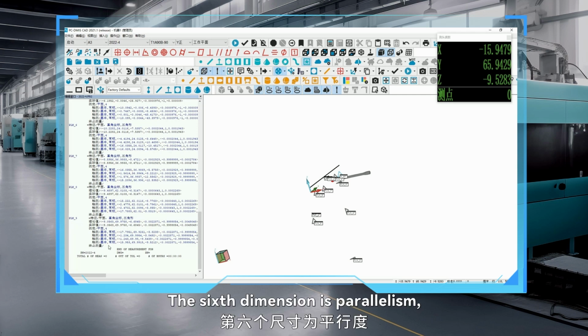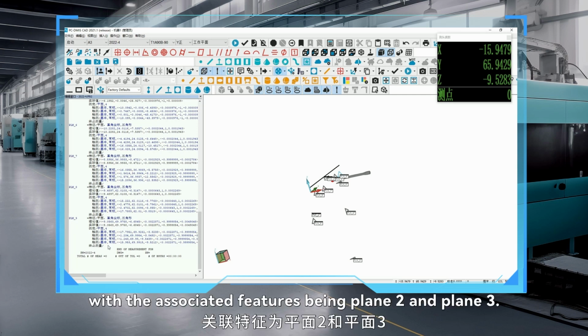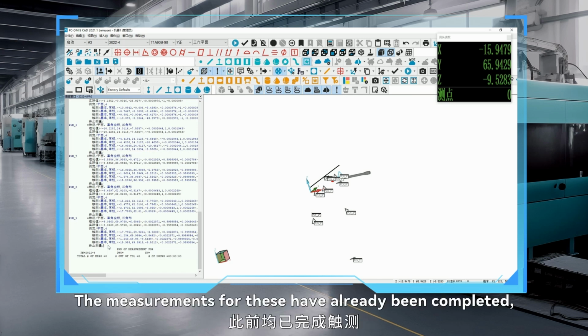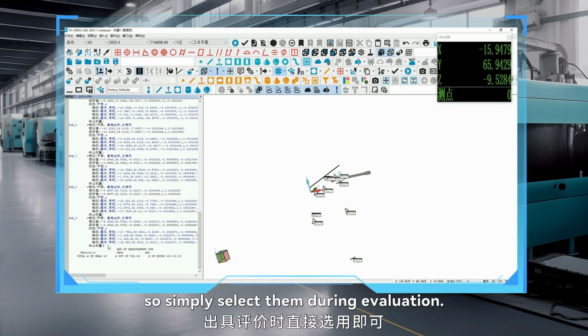The sixth dimension is parallelism, with the associated features being plane 2 and plane 3. The measurements for these have already been completed, so simply select them during evaluation.